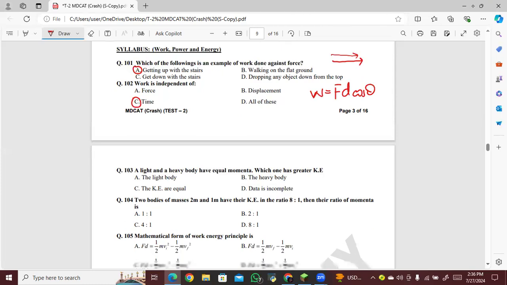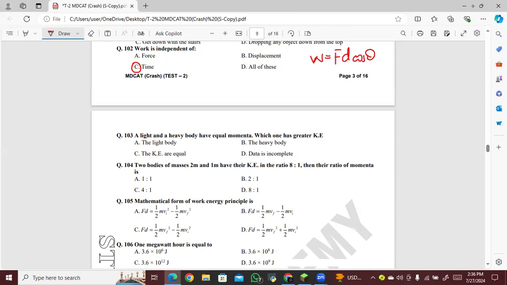Question number 103. A light body and a heavy body have equal momentum. Which one has greater kinetic energy? So what you need to do, you just need to memorize the formula in which kinetic energy and momentum are related, and it is p square by 2m. And in this formula, for the greater kinetic energy, the body must have small mass. So the lighter body will have greater kinetic energy because momentum is constant.